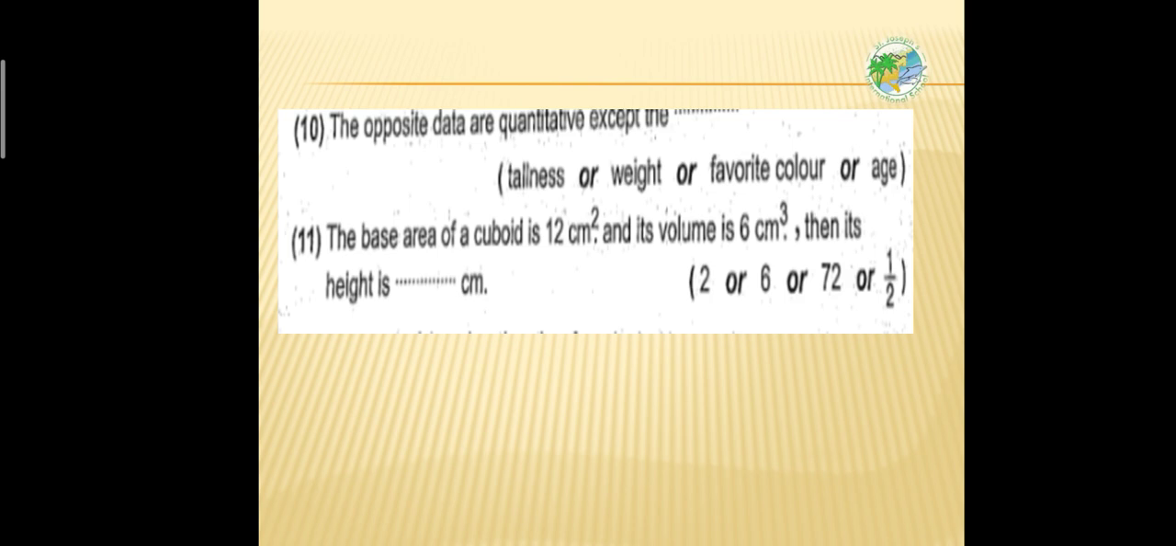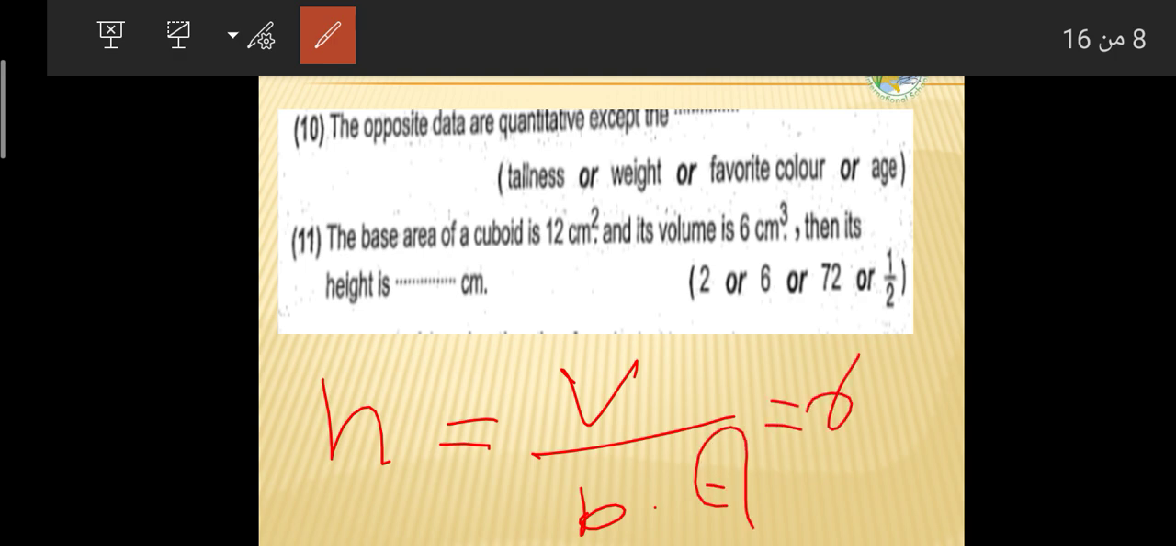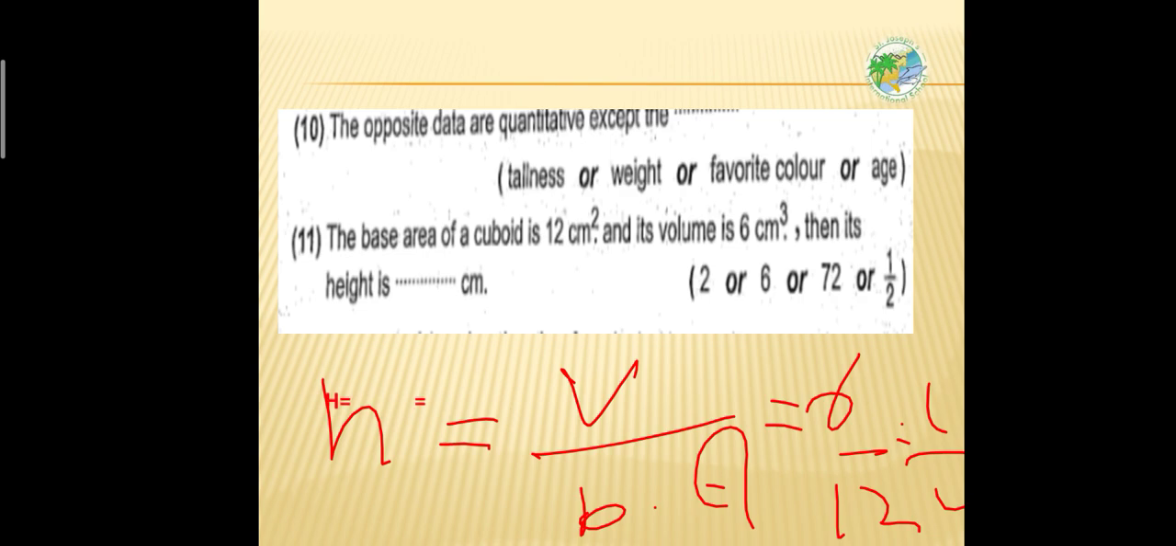Number 11, base area of cuboid is 12 centimeter square and its volume is 6 centimeter cube. Then its height is what? Which rule we use to find the height for these questions? This is cuboid. Then if we want to find the height of cuboid, height equal what? Volume over base area. The volume equal what? 6 over base area 12. Then final answer equal half.